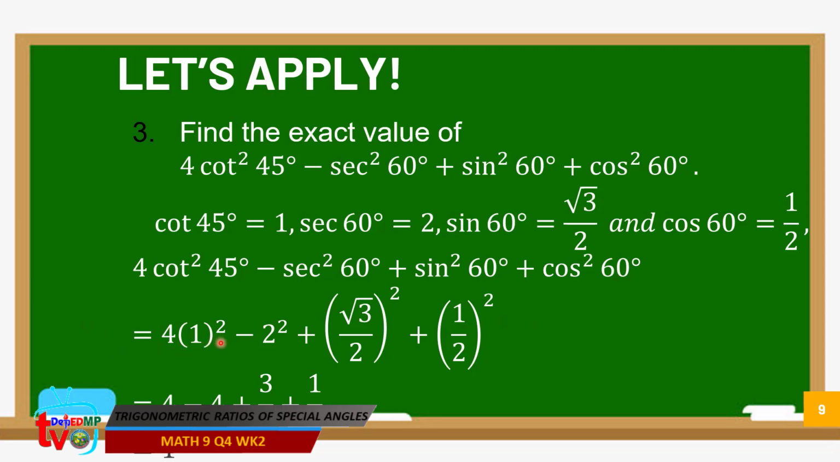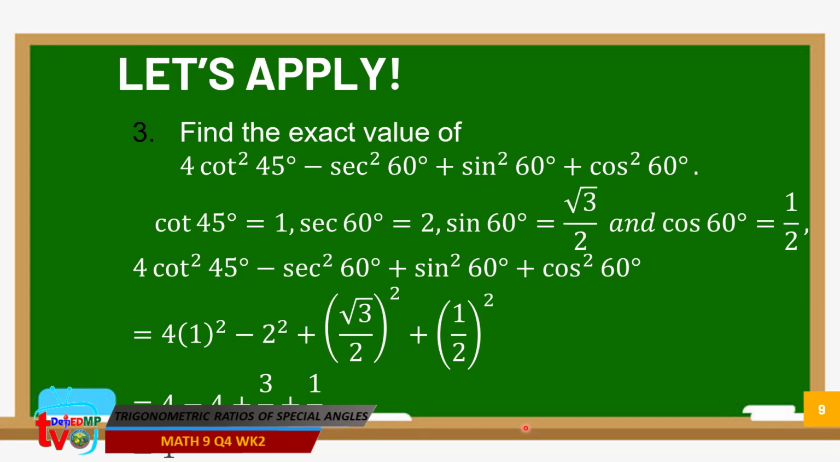1 raised to 2 is 1 times 1, which is simply 1. 1 times 4, 4. Next, 2 raised to 2 is 2 times 2, which is 4. So we have here 4. Next, square root of 3 times square root of 3 is simply 3. And 2 times 2 is 4. Last, 1 raised to 2 is 1 times 1, 1. And then 2 raised to 2 is 2 times 2, that's 4.